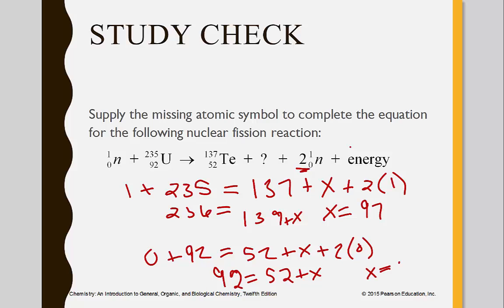We look on the periodic table and we look for element number 40, the atomic number 40, because our final answer is going to be 97 over 40. When we do that, we find that it's Zr. And that's how you do fusion and fission.